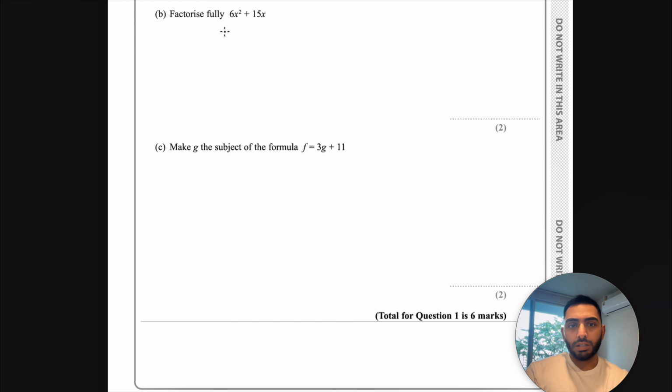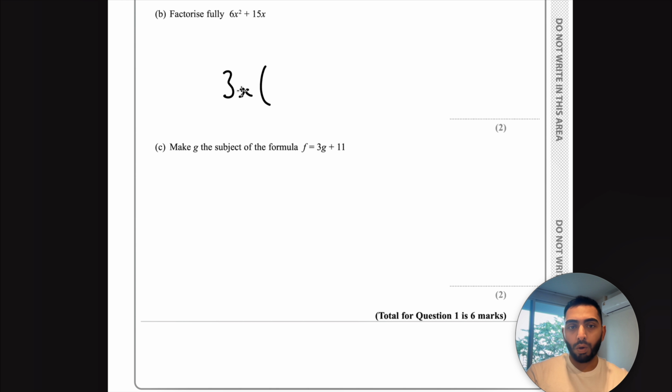Part B, factorize fully 6x squared plus 15x. First thing that we need to figure out is what's the highest common factor of 6 and 15? That would be 3. And then what's the highest common factor of x squared and x? That'd be x. So the highest common factor of both of those is 3x. We can pull out 3x.